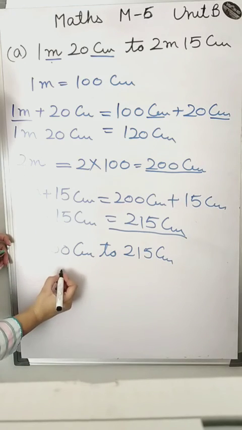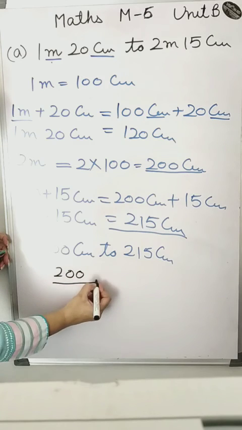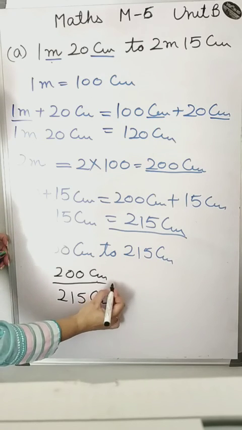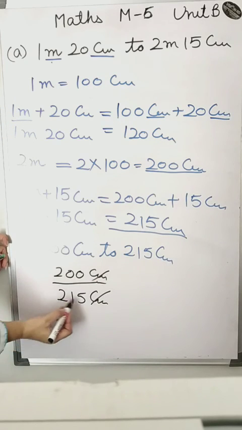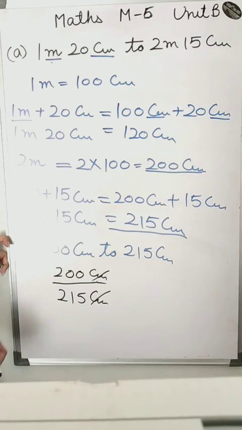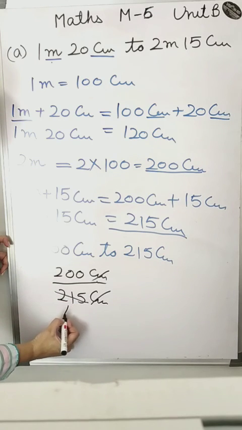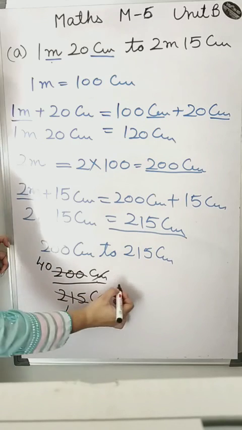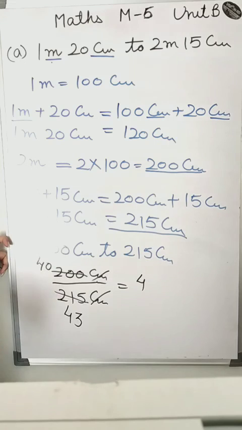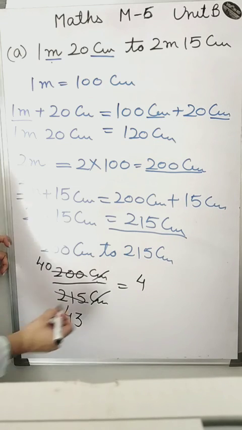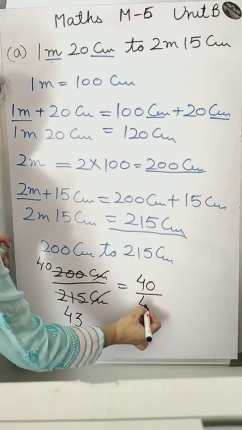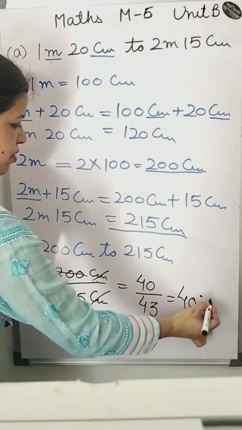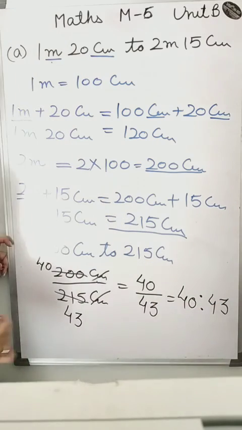Here we can write in a form of fraction. Centimeter we can cancel. Now by which number can we cut? We can cut them by 5, or you can find the HCF. So it is 40 upon 43. So the answer is 40 ratio 43. Right, everyone?